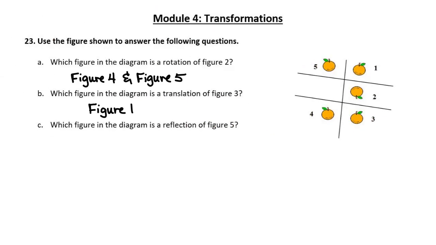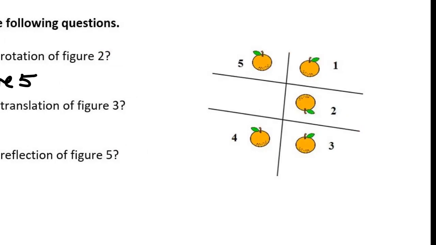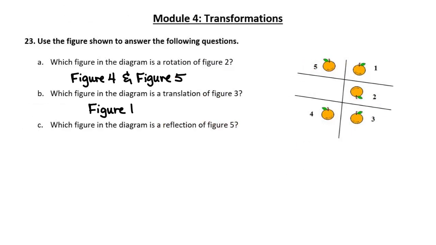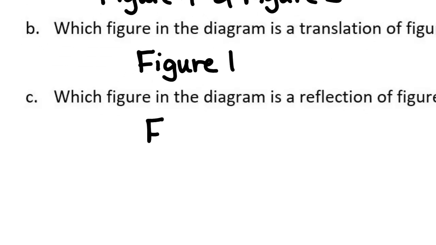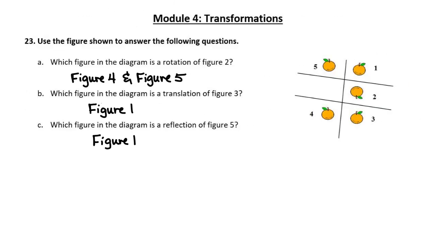What about a reflection of figure 5? Figure 1. A reflection should look like a mirror image, so it should look basically completely backwards. In figure 5, the leaf is on the left. In figure 1, the leaf is on the right. Figure 4 has the same orientation as figure 5, so that would not be a reflection.